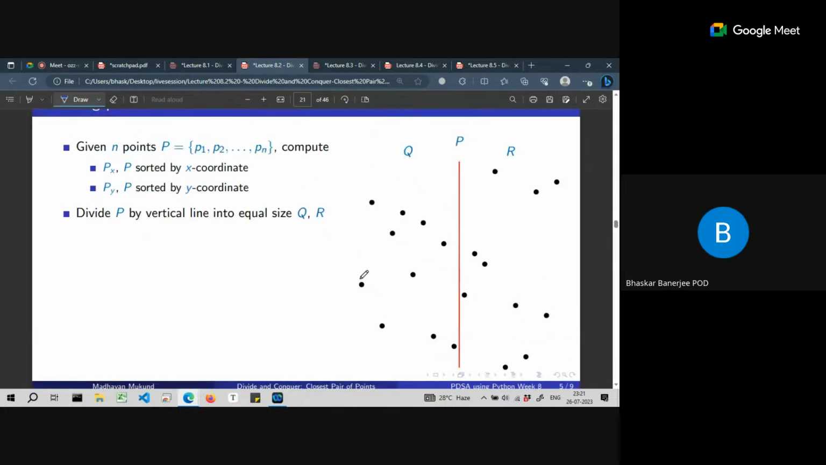Now, first thing is we are dividing it into two halves as suggested. First half is Q, the second half is R. It is very easy to do that. How can we do that? Simply you have Px, right? Px is sorted on the basis of x coordinate.